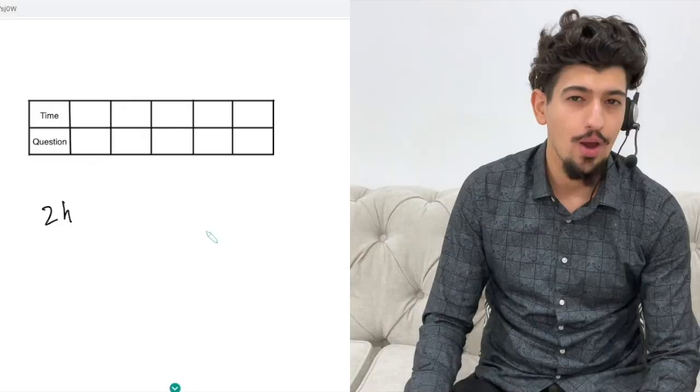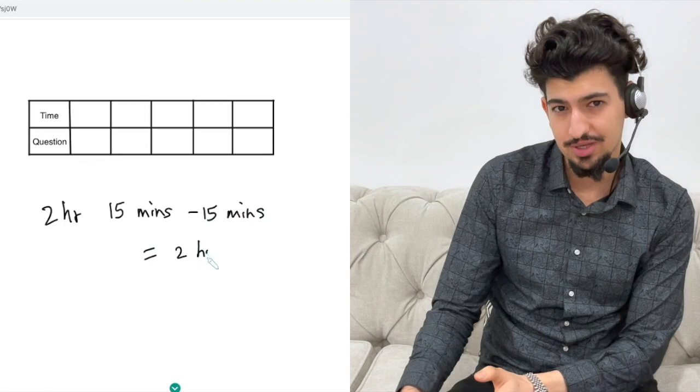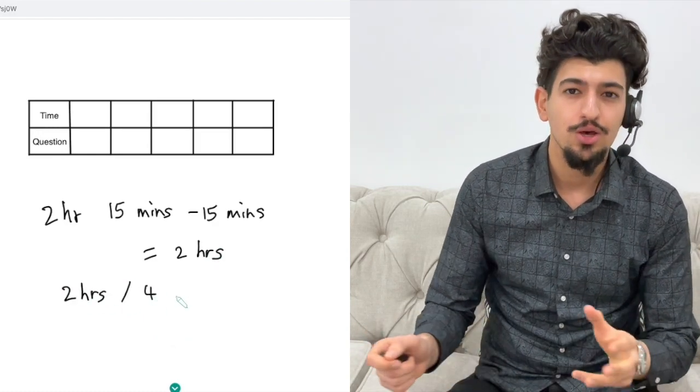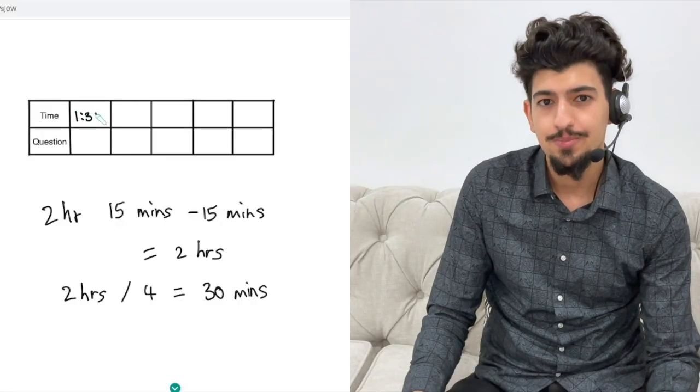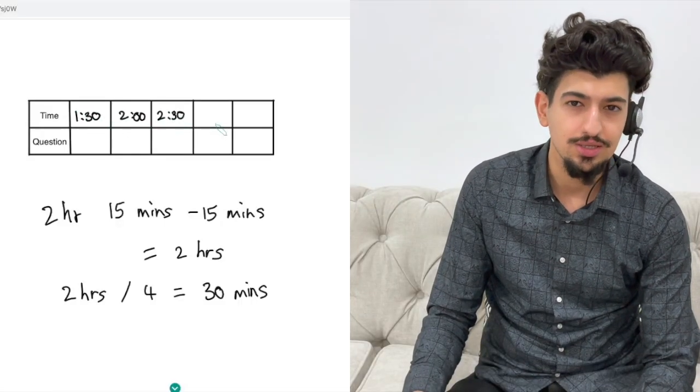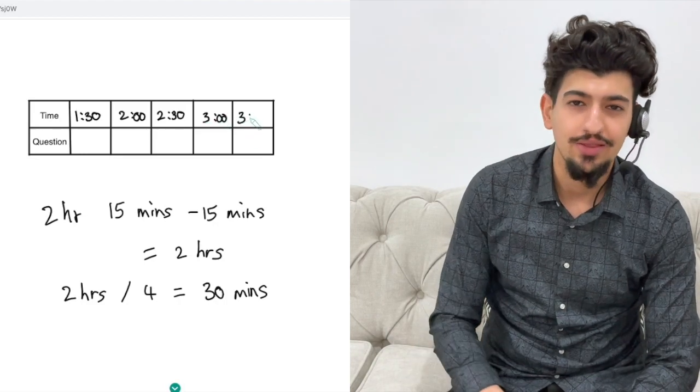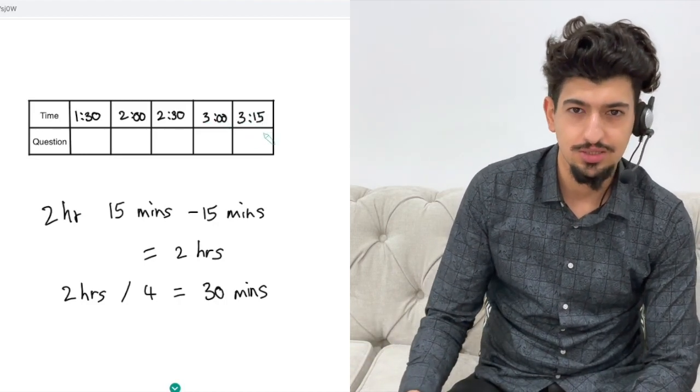So firstly, subtract 15 minutes from the total amount of time that you've been allocated for the exam to leave that aside for checking your answers. And then you want to take that remaining amount and divide it into quarters. So for example, if you have a 2 hour and 15 minute exam, then you subtract 15 minutes, leaving you with 2 hours. And if the exam, say, starts at 1 p.m., then dividing the 2 hours into quarters will leave us with 30-minute intervals. So we're going to write down 1:30, 2 o'clock, 2:30, and 3 o'clock, and then 3:15 in the last column.